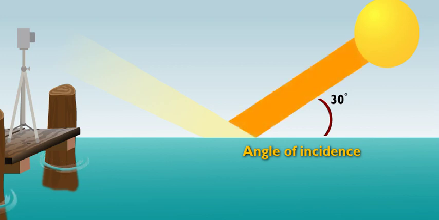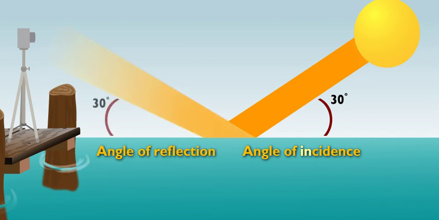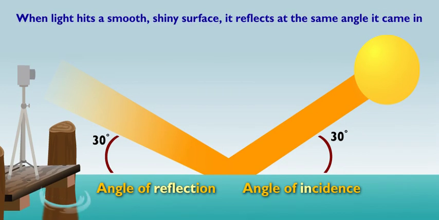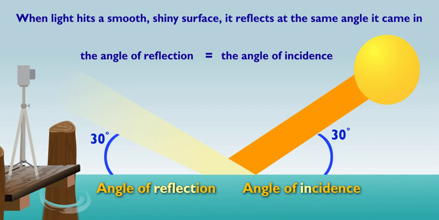That makes sense. Incidence, for the angle light comes in. And out's the angle of reflection, the angle at which light bounces off a surface. Reflect means bounce off. I get it. So when light hits smooth, shiny surfaces like water, it reflects off at the same angle it comes in. The angle of reflection equals the angle of incidence.